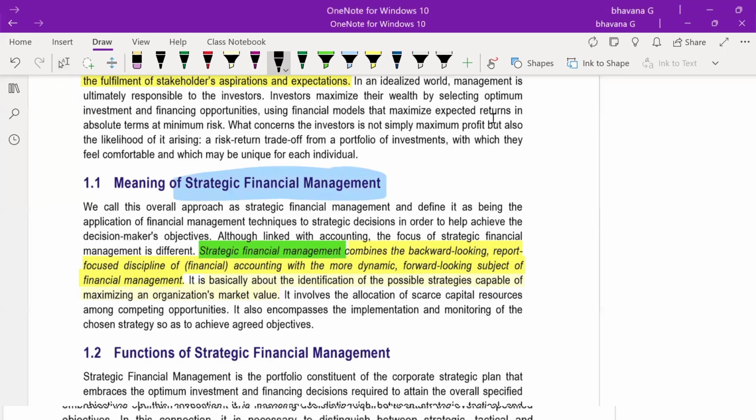So here there are two aspects which are combined. One is your accounting and the other is your financial management. Okay, so whenever we talk about accounting, it is a backward-looking, report-focused discipline. It does not give you any insight into how you can grow your business or make it better. It is just a report-focused discipline where you just get reports from it, and it is very backward-looking.